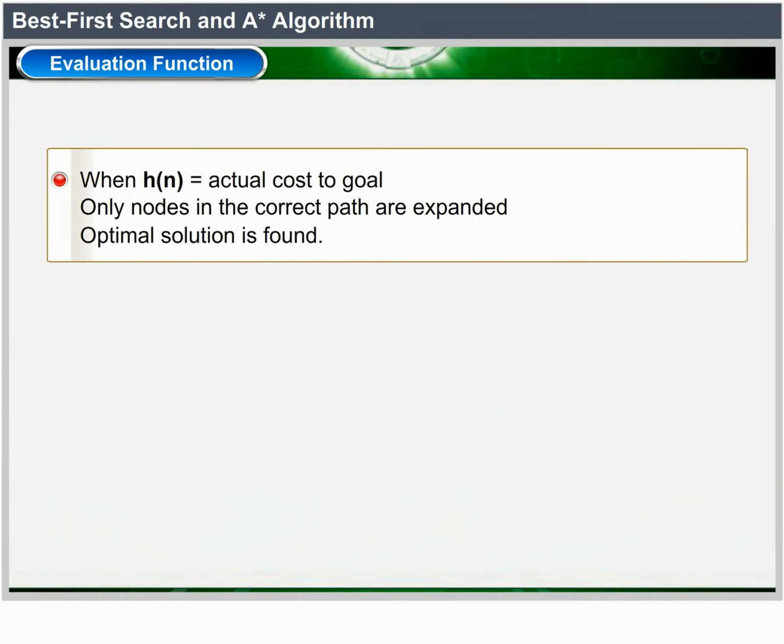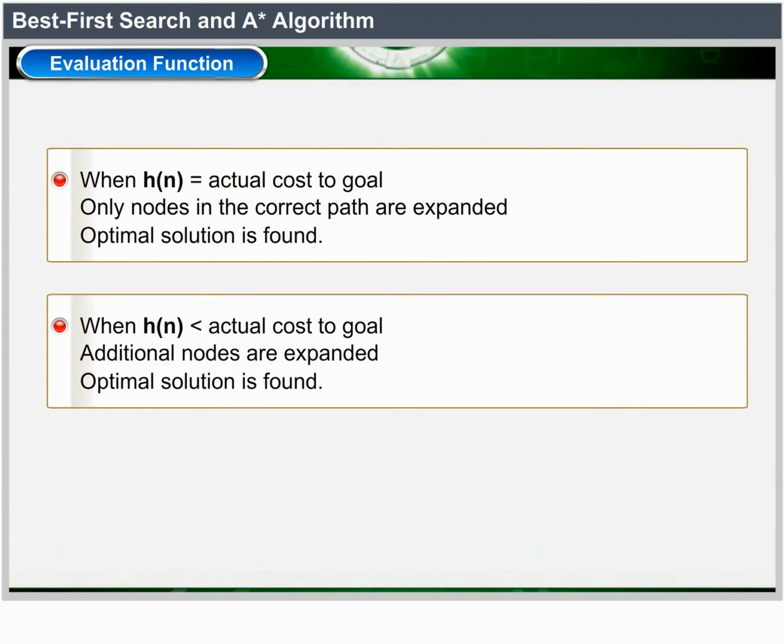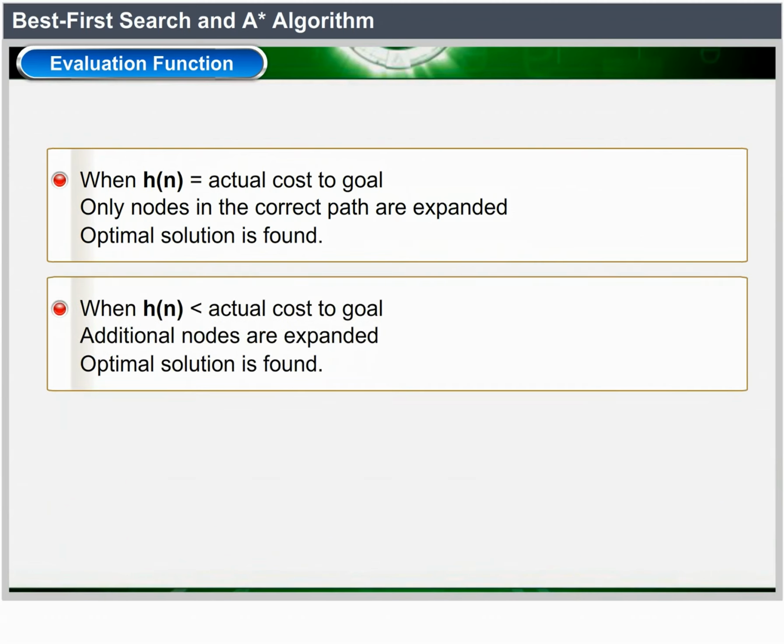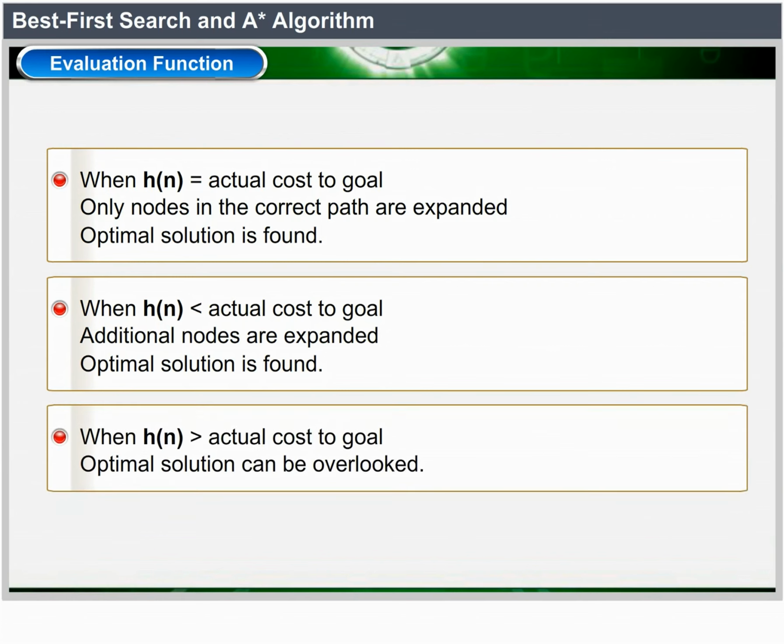When h(n) is equal to the actual cost to goal, only nodes in the correct path are expanded and the optimal solution is found. When h(n) is lesser than the actual cost to goal, additional nodes are expanded, and the optimal solution is still found. When h(n) is greater than the actual cost to goal, the optimal solution can be overlooked.